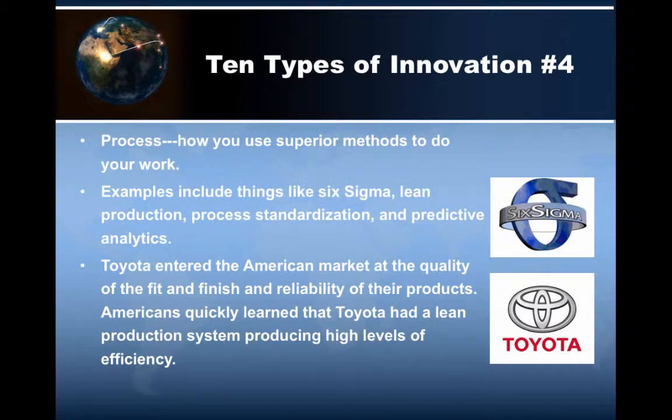The fourth type of innovation is process innovation. It's how you use superior methods to do your work. Examples include things like Six Sigma, lean production, process standardization, and predictive analytics, and on and on. Probably one of the most famous process successes is how Toyota entered the American market with its quality and fit and finish and reliability of their products. It was absolutely outstanding and set a new standard. Americans quickly learned that Toyota had a lean production system producing high levels of efficiency and quality, all of which led to them being very successful with this type of innovation with their introduction into the American market.